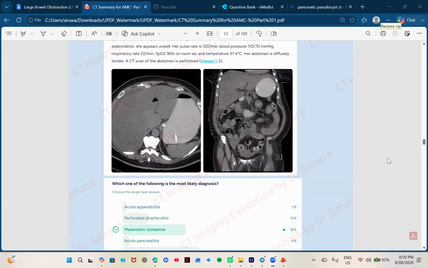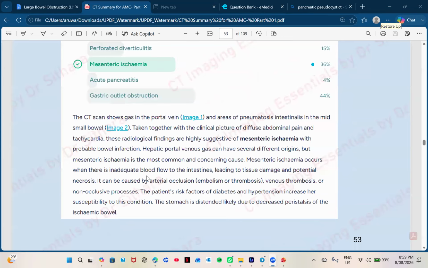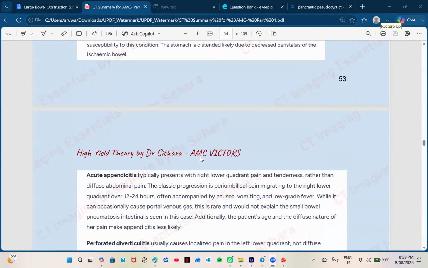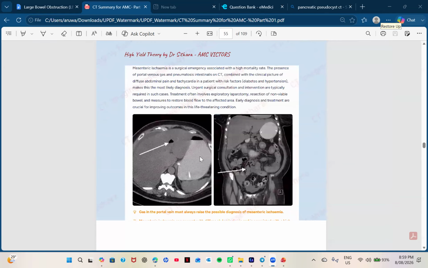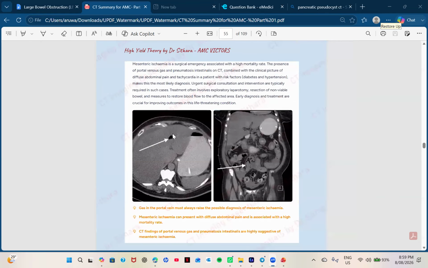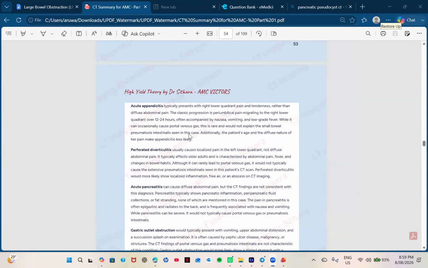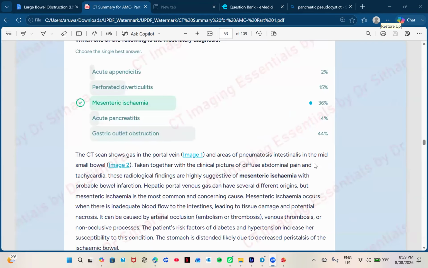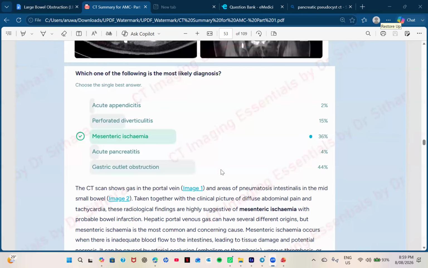Tell me, doctors, quickly. Yes, the CT scan shows gas in the portal vein, image one here. Can you see gas in the portal vein, right? So what are the other things? The area of pneumatosis intestinalis in the mid small bowel.